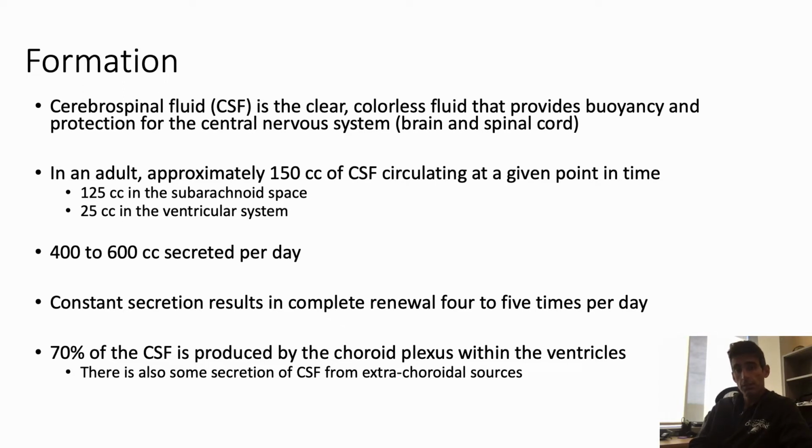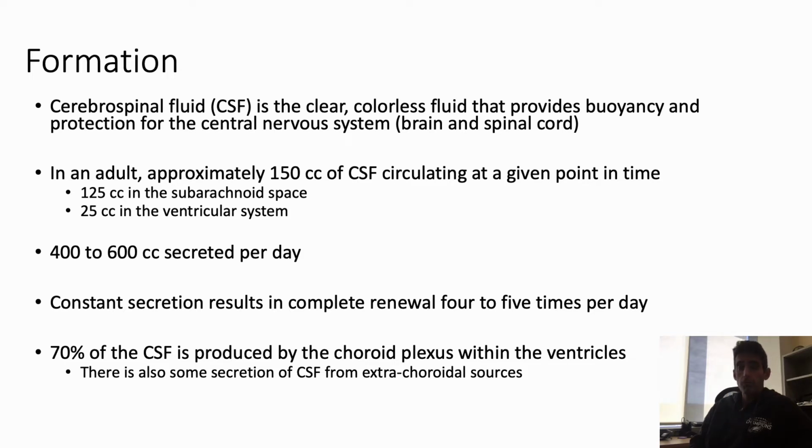And in an adult, about 150 cc's of spinal fluid are circulating at any given point in time. There's 25 in the ventricular system, and there's another 125 cc's in the subarachnoid space. And over the course of the day, the brain will make about 400 to 600 cc's. And that means that you turn over your entire volume of spinal fluid about 4 to 5 times a day.